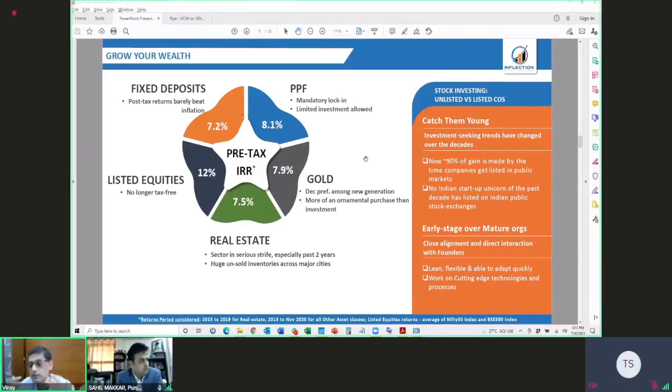Take the tax rates out, 3%. That is the return, which is far lower than your inflation. Equities, even today, long-term capital gains are taxable, till 12%.